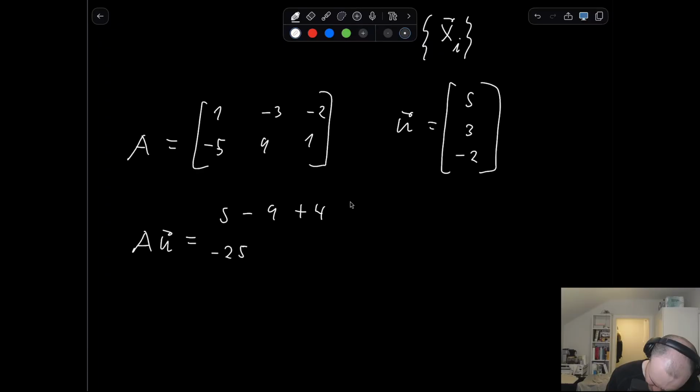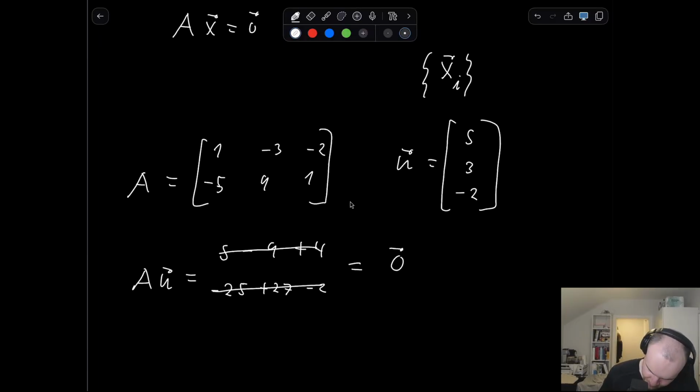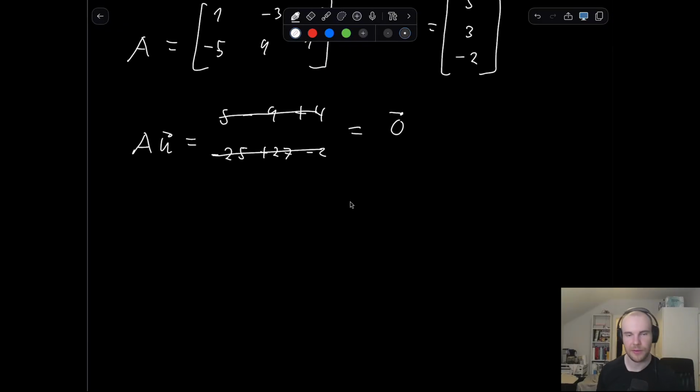Am I doing this correctly? Yeah, 3 and 9, that should be correct. Of course you get 3 and 9, that's just plus 27. Then you get minus 2 and minus 2. You see this guy goes out, this guy goes out as well, and we just end up with 0, the zero vector. So U belongs to the null space, right? Perfect. That's what I want.